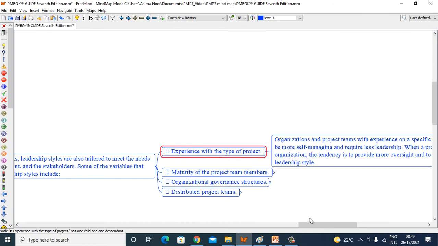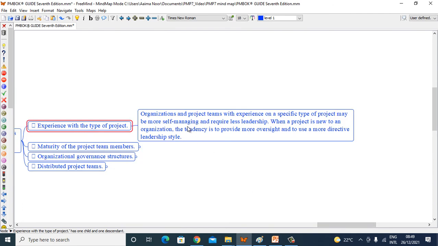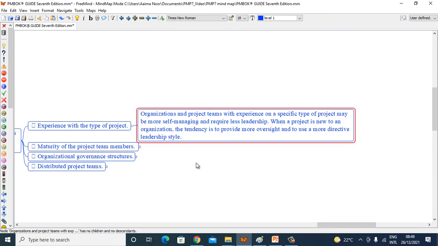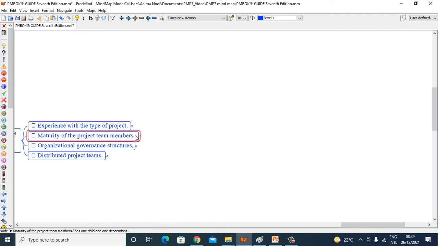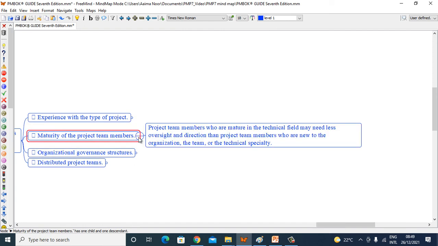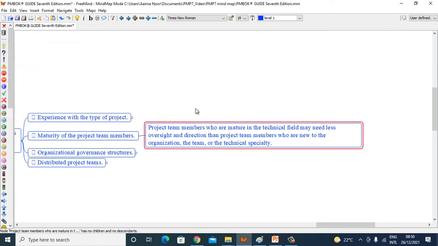Experience with the type of project. Organizations and project teams with experience on a specific type of project may be more self-managing and require less leadership. When a project is new to an organization, the tendency is to provide more oversight and to use a more directive leadership style. Maturity of the project team members. Project team members who are mature in a technical field may need less oversight and direction than project team members who are new to the organization, the team, or technical specialty.